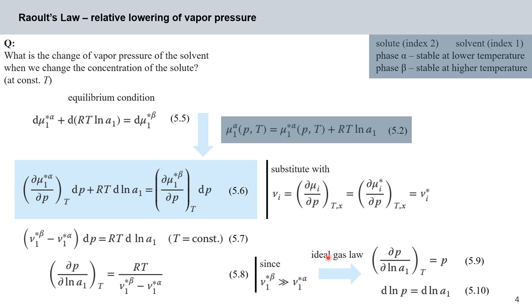And finally, we can then substitute the molar volume of a vapor phase according to the ideal gas equation by P and T. This is exactly what we've done here. We plug in for this volume V1 star beta our relationship PV equals nRT, and since we're dealing essentially with normalized quantities, the R terms get eliminated, the T terms get eliminated, and we're just left with P. This will give us our equation 5.9, a much simpler relationship. We can solve this now. So this is d ln P equals d ln A1. So our equation 5.10.